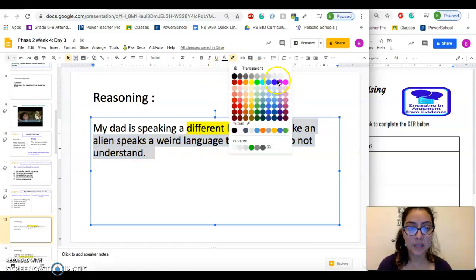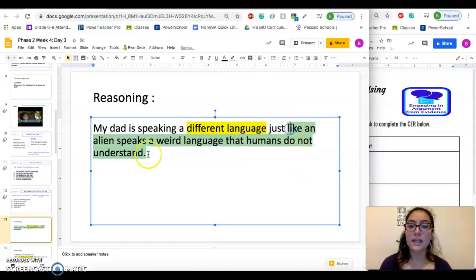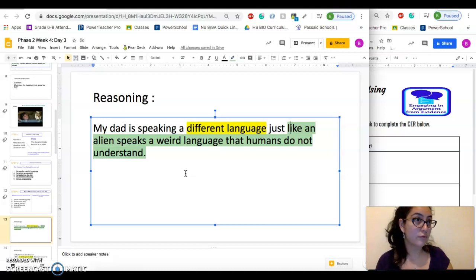So this part, I'm going to highlight it in green. Like an alien speaks a weird language that humans do not understand. So I am justifying, I'm explaining why a different language relates to an alien. Why is a different language important to know? Well, because aliens speak a different language. If you've ever seen Star Wars, all the aliens speak a different language that humans do not understand.